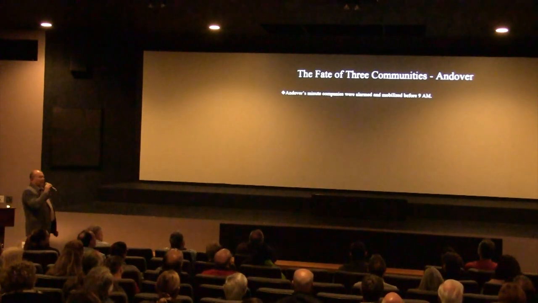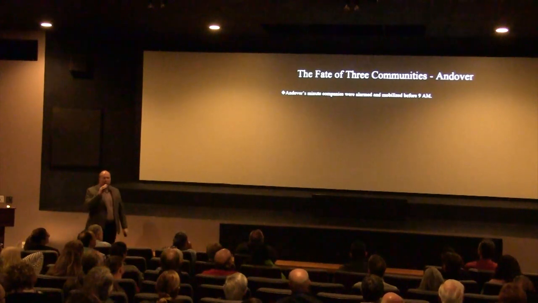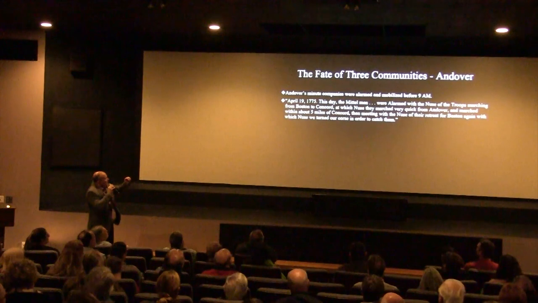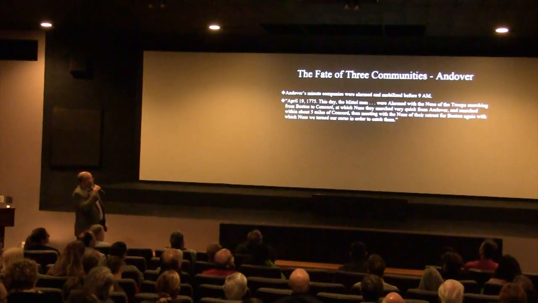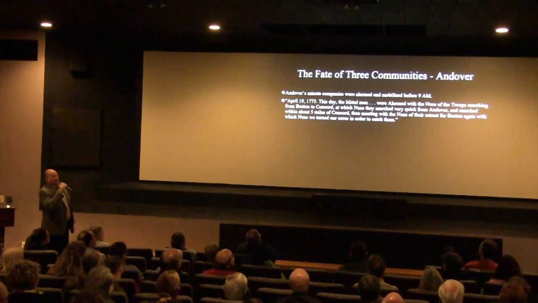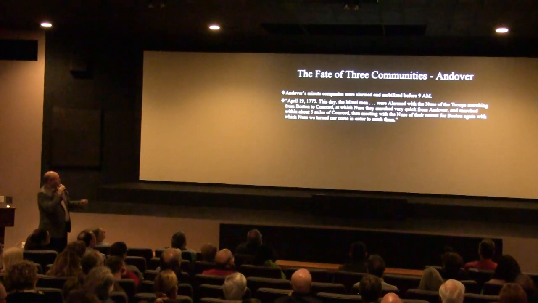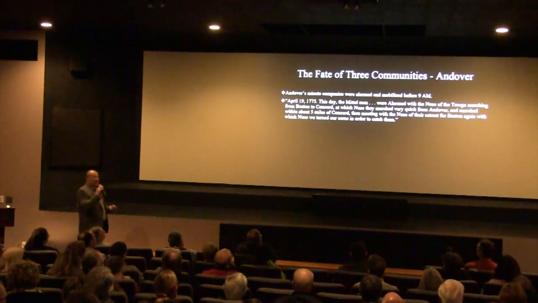Andover Minute companies mobilized before 9 o'clock in the morning. They received word from a Timothy Herrick, who was an alarm rider. And here is an account at April 19, 1775. The Minutemen were alarmed with news of the troops marching from Boston to Concord, at which news they marched very quick from Andover and marched about 5 miles of Concord. Then meeting with the news of the retreat for Boston again, which news we turned our course in order to catch them. This is very common that day.